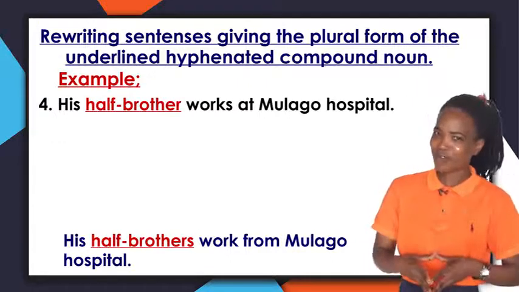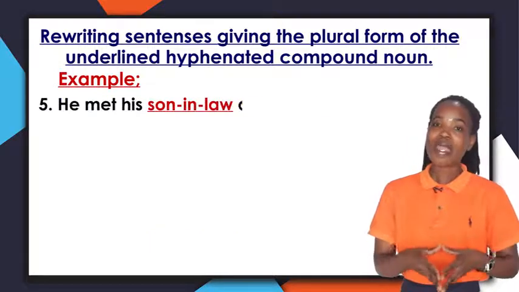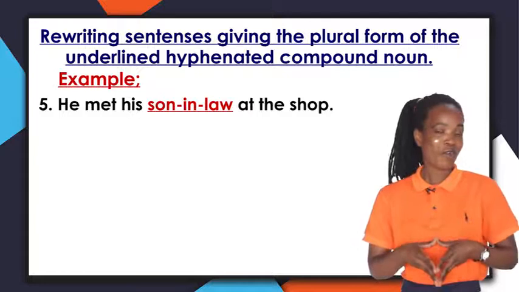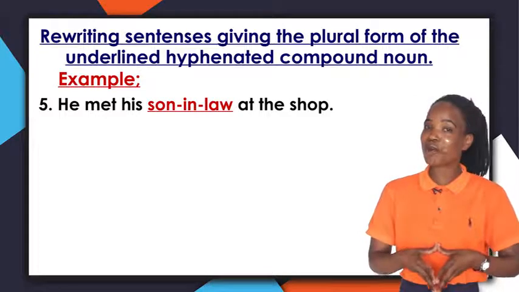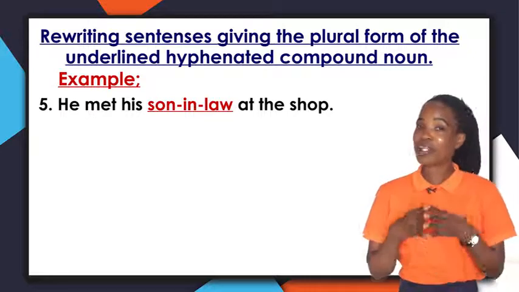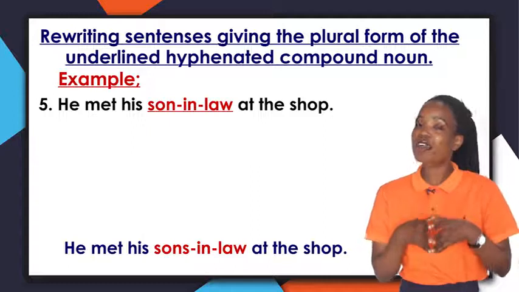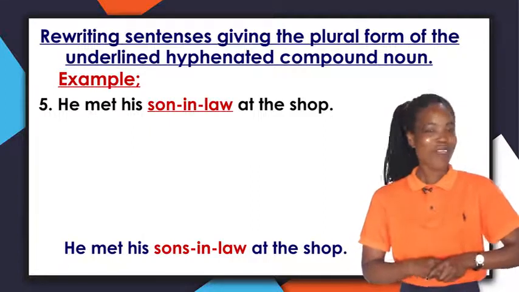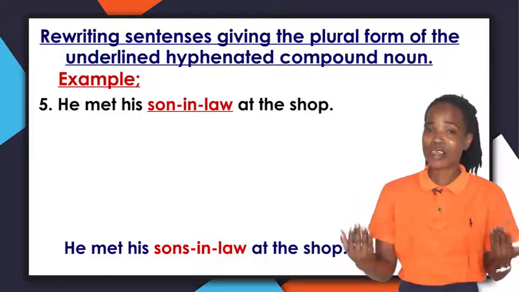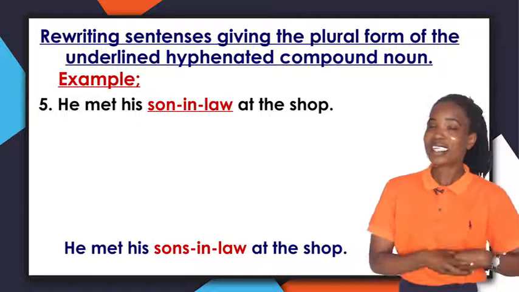Let's go on, my precious viewer, with the next sentence, and that sentence says, he met his son-in-law at the shop. My precious viewer, we are going to give the plural form of son-in-law, which is sons-in-law, and we shall give our answer as he met his sons-in-law at the shop. You've been such an amazing viewer. I believe at this moment you can give the plural form of hyphenated compound nouns.